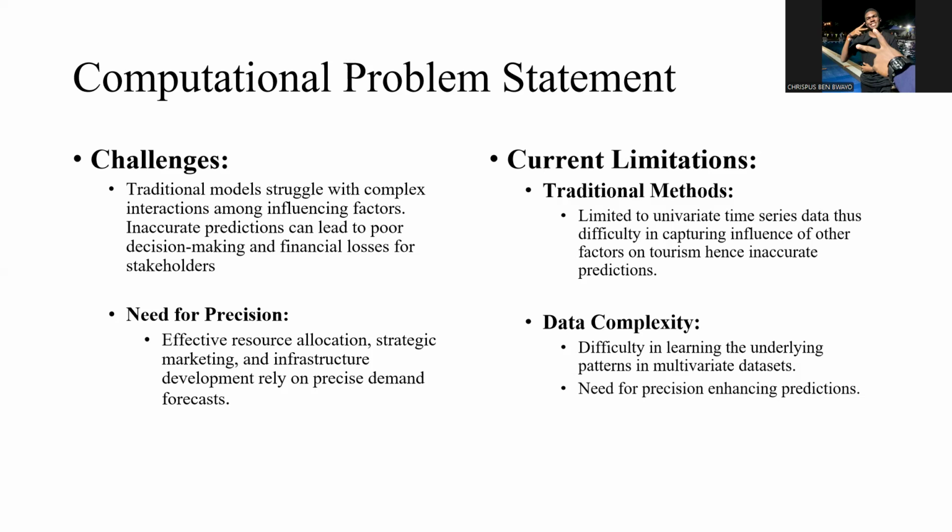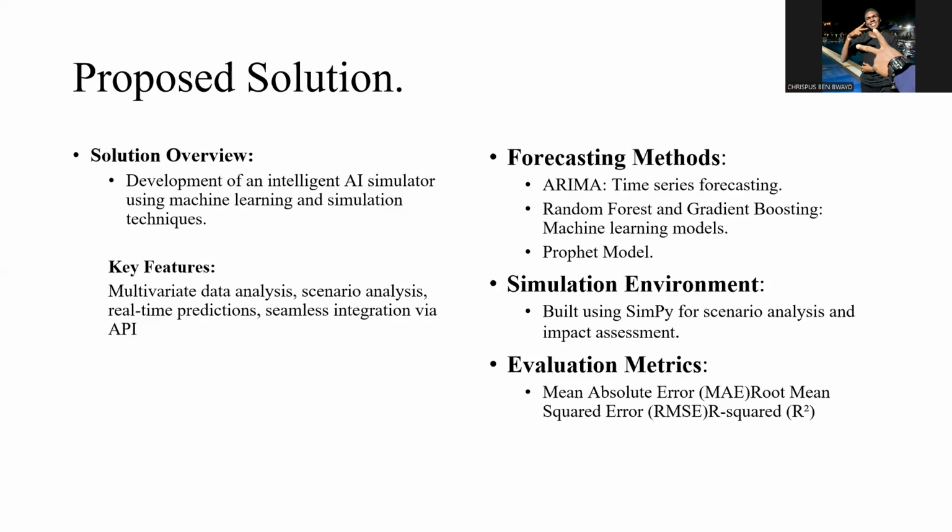The patterns in multivariate datasets are not easily captured with the existing models, which calls for the need for precision. Precision is accurate prediction, which could directly inform effective resource allocation, strategic marketing, and infrastructure development. Our proposed solution, as I said earlier in our objectives, is to develop an intelligent AI simulator that is to use machine learning and simulation techniques.